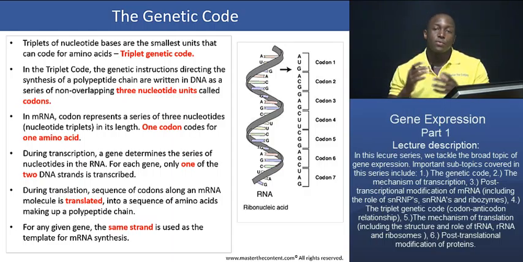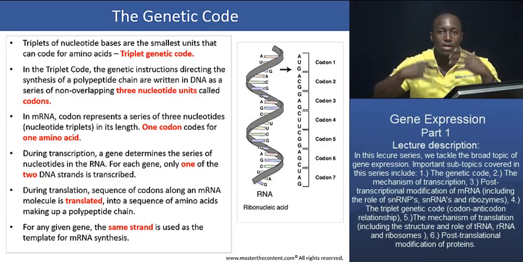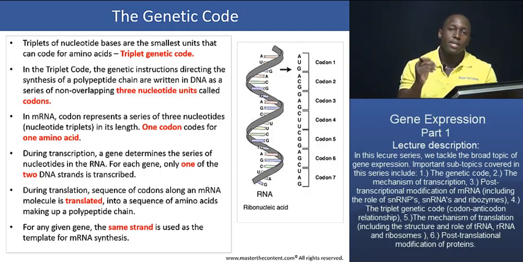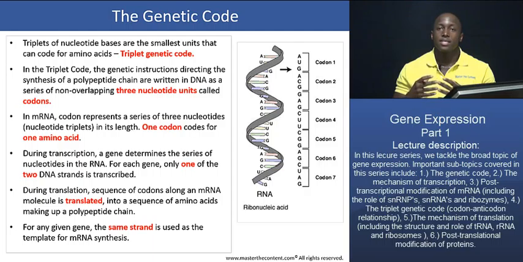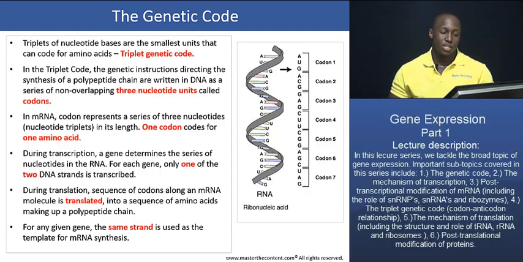So the question I'm trying to bring out, or what I want you to think about, is this: how many nucleotides do you need to specify one amino acid in a protein, in a polypeptide chain?